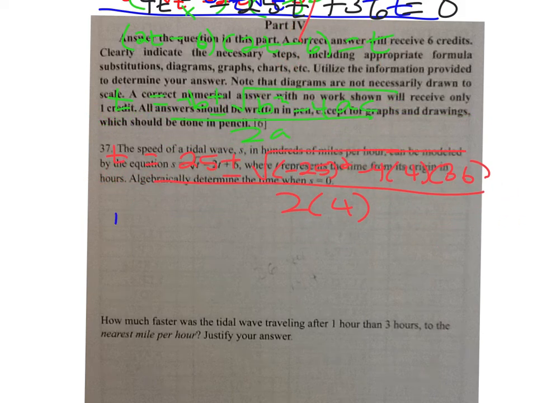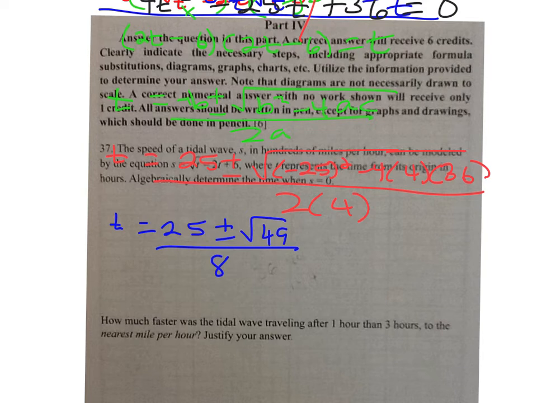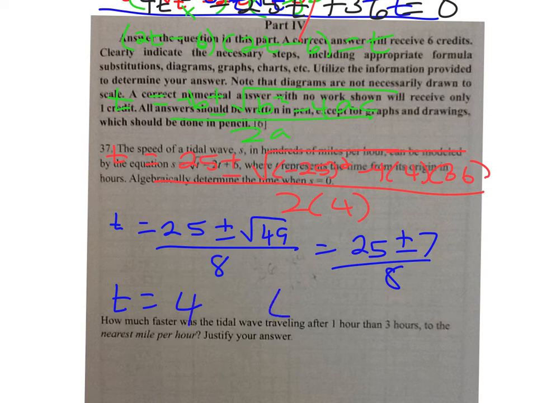Okay, so now I get t equals 25, and underneath the radical, I get 49, the square root of 49 over 8. The square root of 49 is 7, so it's 25 plus minus 7 over 8. So I get t equals 25 plus 7 divided by 8, which is 4, because it's 32 over 8. And t equals 25 minus 7 divided by 8 is 9/4, and this does not work.